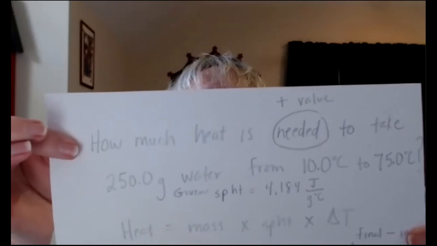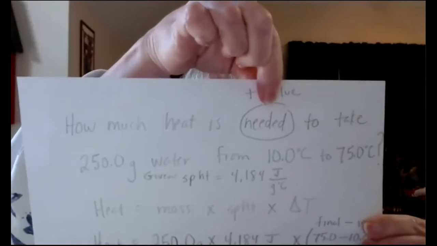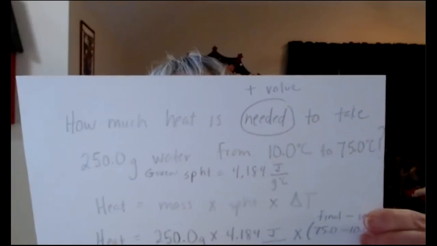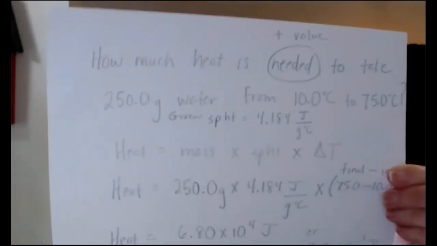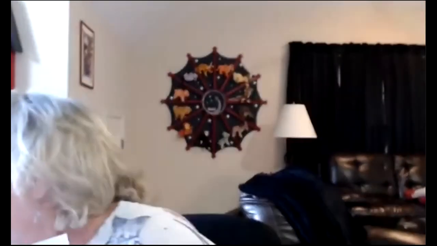On this first problem I did, which is a repeat, it said how much heat is needed, because I'm taking it from low to high. If this question had said how much heat is released when the water's cooled from 75 back down to 10, then you would need a negative sign here. Did I go over that convention? I think I did last time. You need a negative sign if it's released. Any questions before I do the new today?